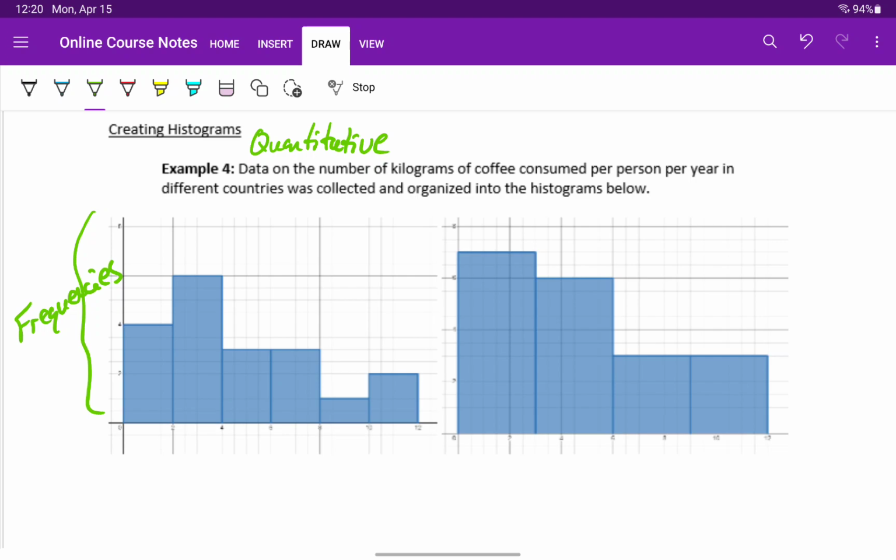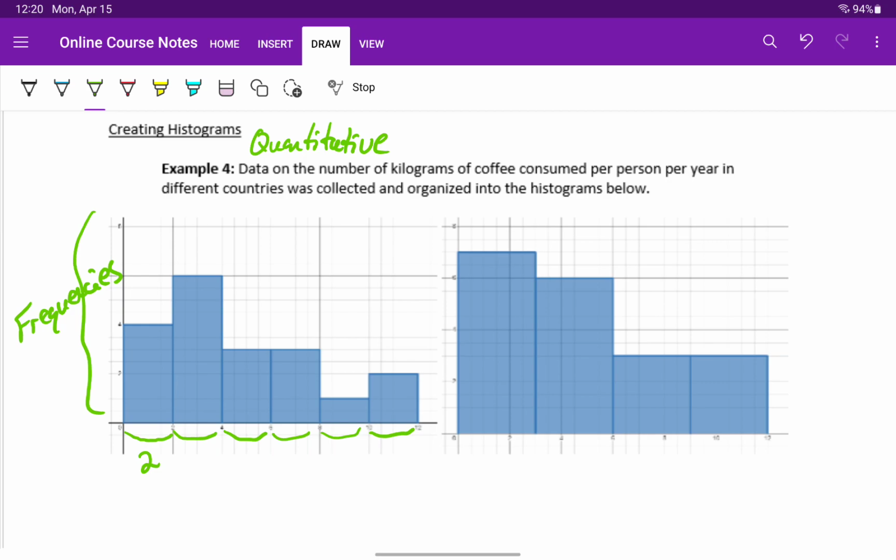But now, since we're not dealing with categories or names, what we have are ranges of values along that horizontal axis, that x-axis. So really, this is a visual representation of the binned frequency distribution that we created last time. In this case, we have a bin width of 2, since that first interval ranges from 0 to 2, and that same bin width applies for each of these bars.